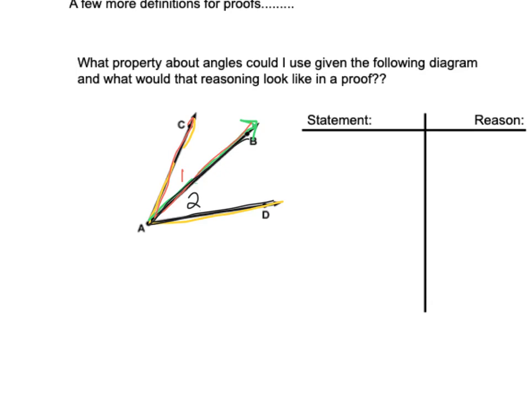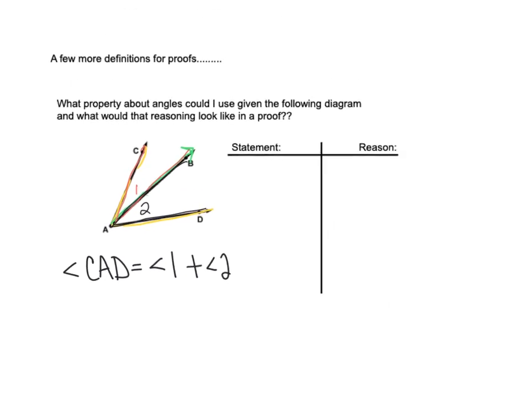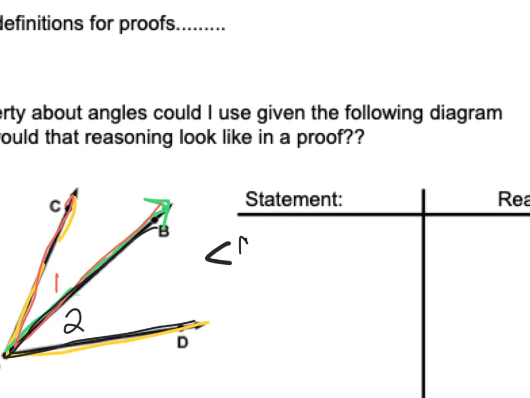So all I can really say is I have, again, this whole angle, and it has two angles that make it up. So I can say that angle CAD, which is my whole angle, equals the sum of its parts. So CAD is going to equal angle 1 plus angle 2. So we could put that in a proof if I'm just given a diagram. Again, I could just put this same thing in here. I can say angle CAD equals the sum of its parts, which is angle 1 plus angle 2.